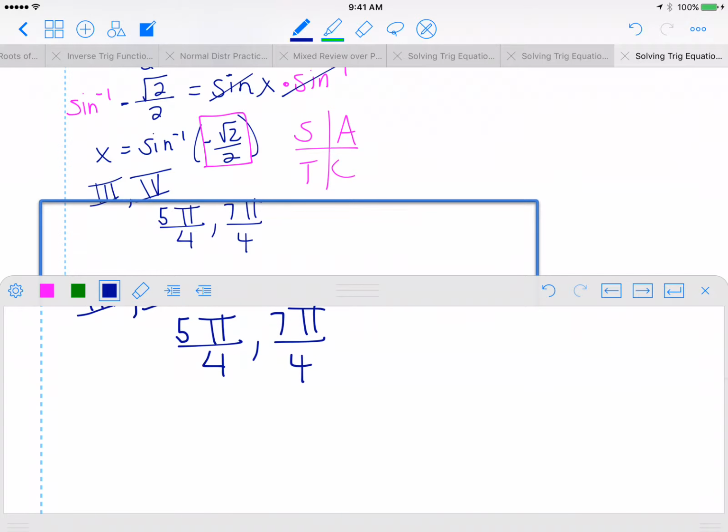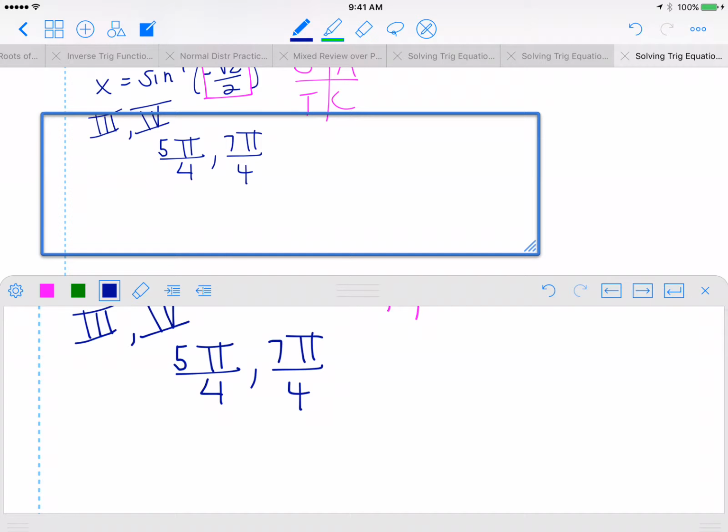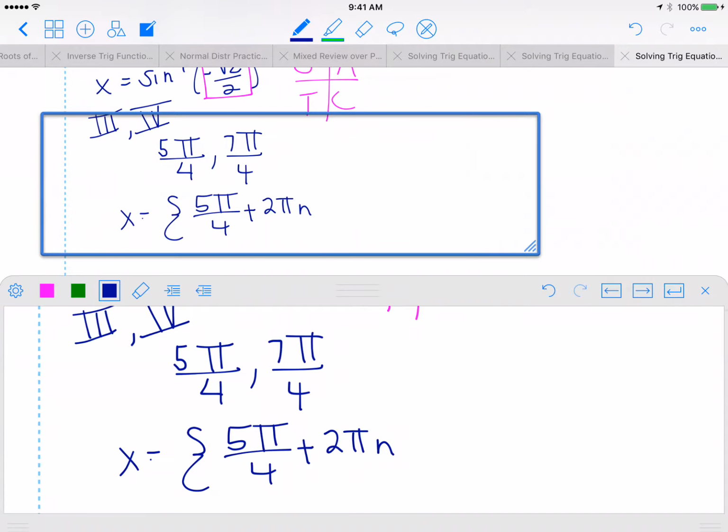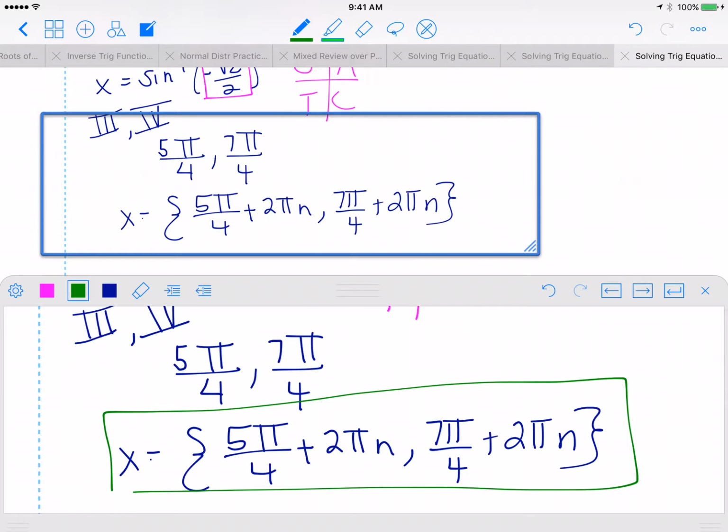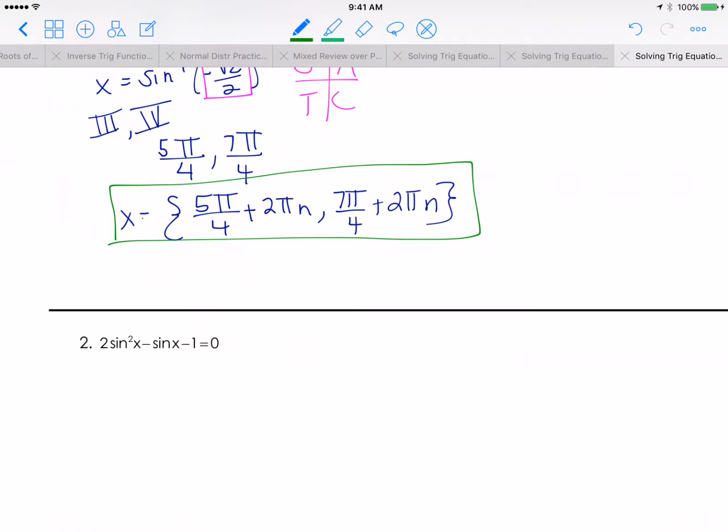But the directions say to put it in general form. So then our x would equal 5 pi over 4 plus 2 pi n. So if we keep walking around and around in a circle and keep adding 360 and 360 to this, then we will get all of our answers. And then we also have 7 pi over 4 plus 2 pi n. So hopefully that makes sense to you. If not, we can go over questions on Monday.